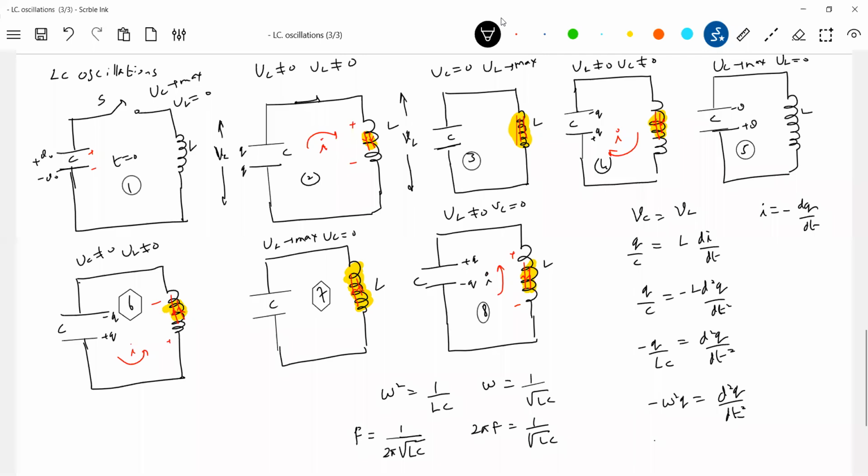By using this circuit. Another name for this is a tank circuit. What do you mean by tank? Water tank. What does it do? It supplies water. So this will supply the electrical oscillations.